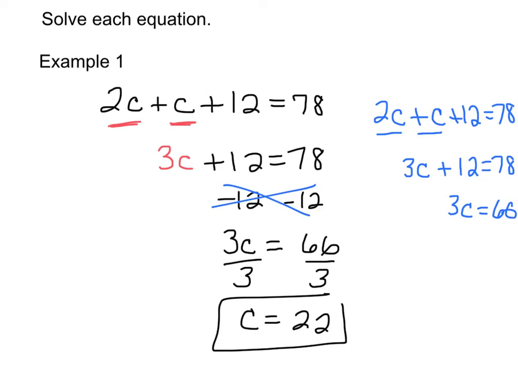And then you know you have to get rid of a times 3. So we divide both sides by 3. That gives me 22. If you are comfortable skipping those steps, you are more than welcome to skip them. But if you're not, go ahead and show those steps. Either way works for me. But your answer is 22.